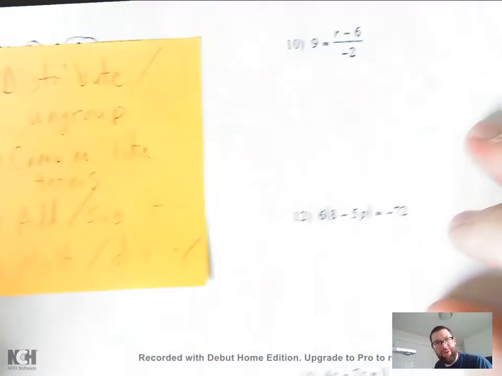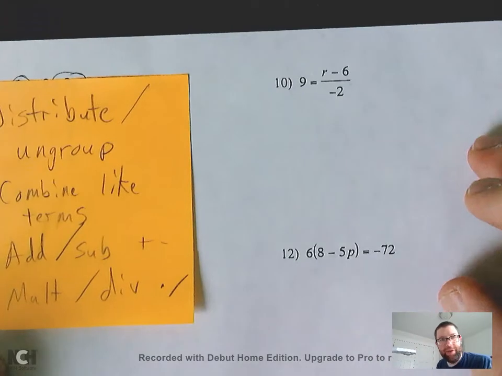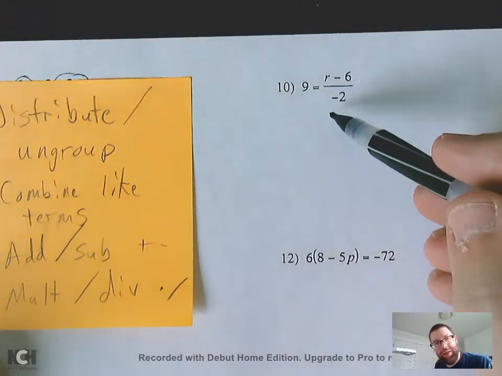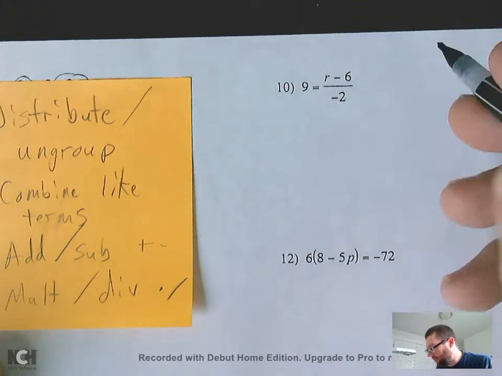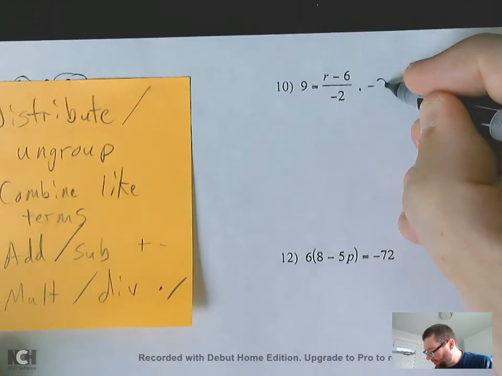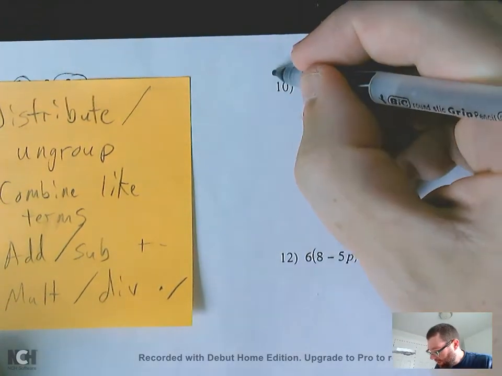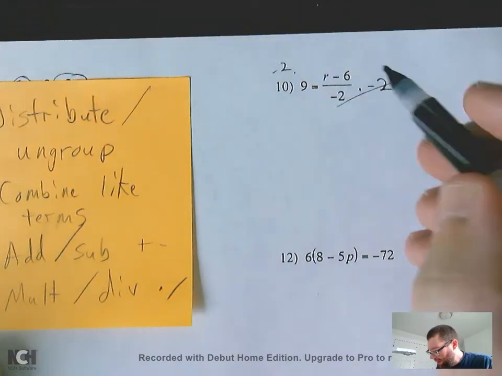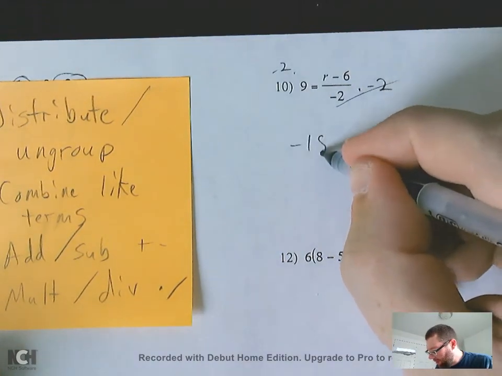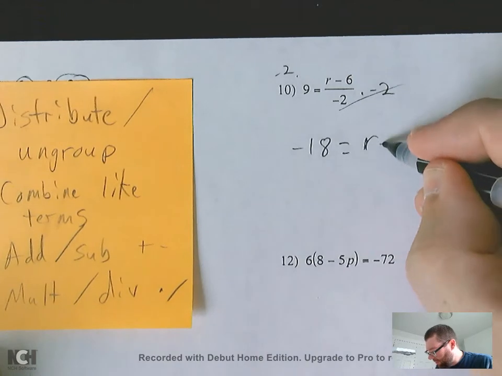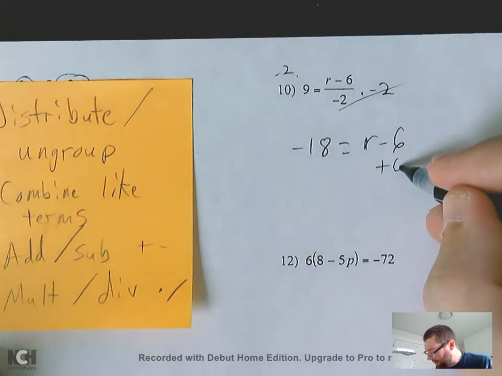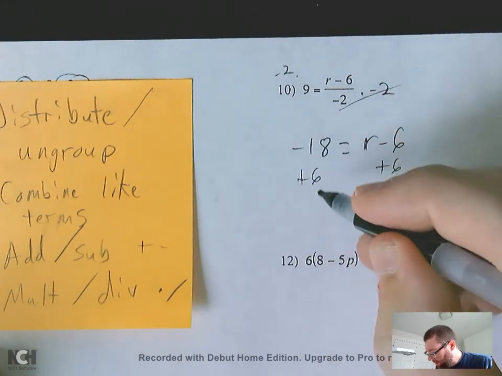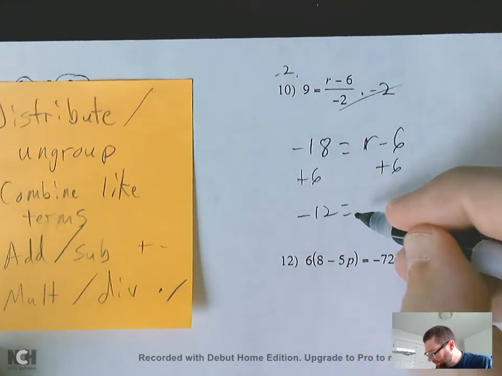Okay. Let's try the next one. This one we have a group. It's a two-step equation, but it's being grouped by something dividing, right? So I'm going to ungroup that first. I'm going to multiply by negative 2 to ungroup it. Multiply by negative 2 cancels out. You're left with negative 18 is equal to r minus 6. Okay, and then you would add 6 to solve, which would be negative 12.